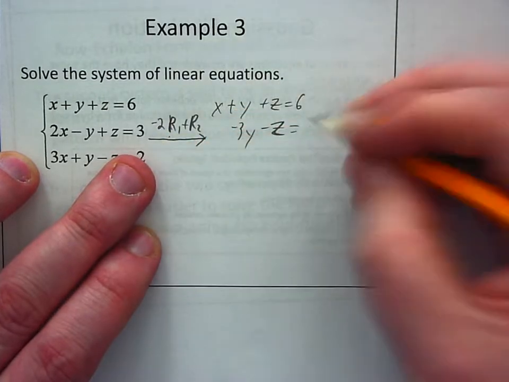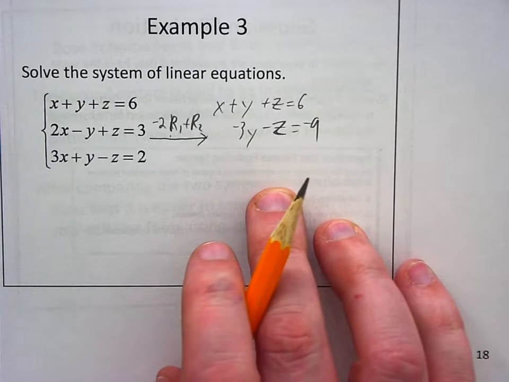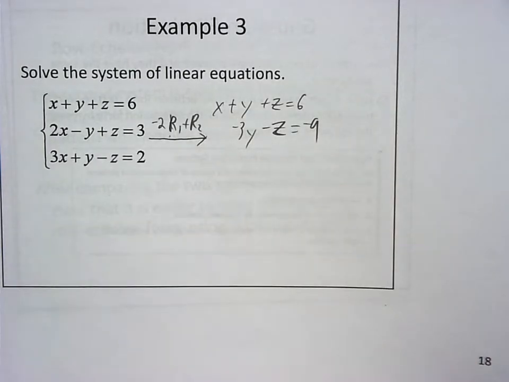-12 plus 3 is? -9. Okay? Now, the book would have you then just copy down this row the way it is, and then do it again, but this time use row 1 to eliminate the x in row 3. I'm just going to do them both at the same time.